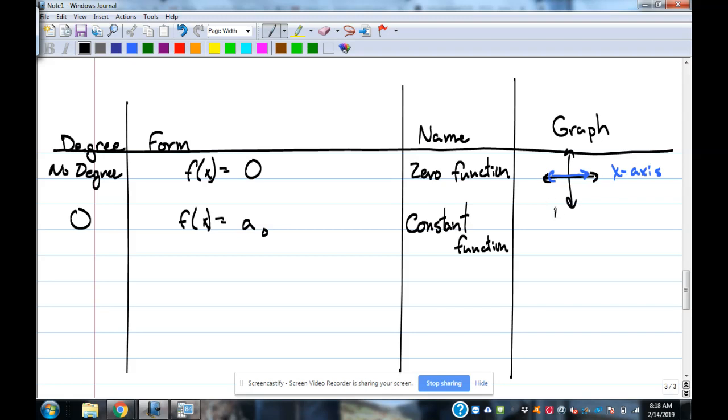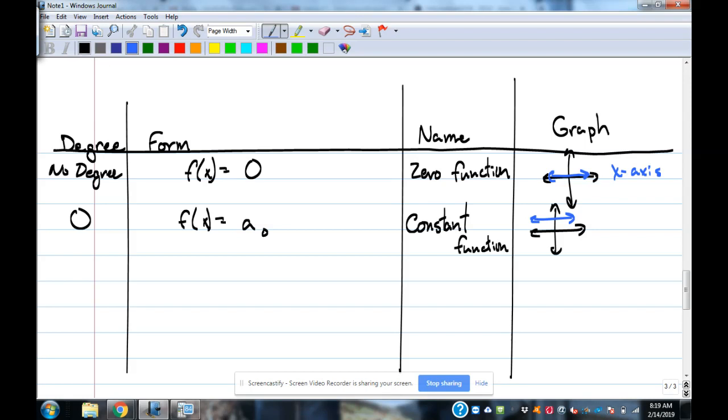And in general, it's just a horizontal line somewhere besides the x-axis. So if it's a positive number, it's a horizontal line up there. If it's a negative number, whatever y value it is, just go there and make a horizontal line. So that's the constant function. It has a degree of 0. So if it's just a number, that degree is 0.